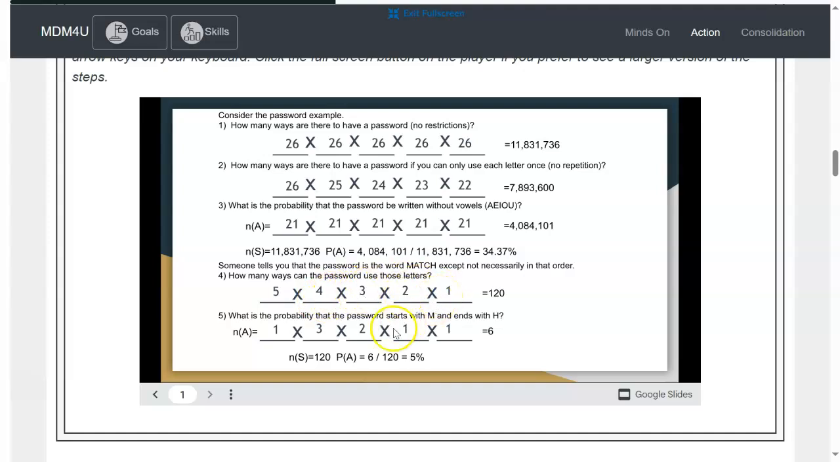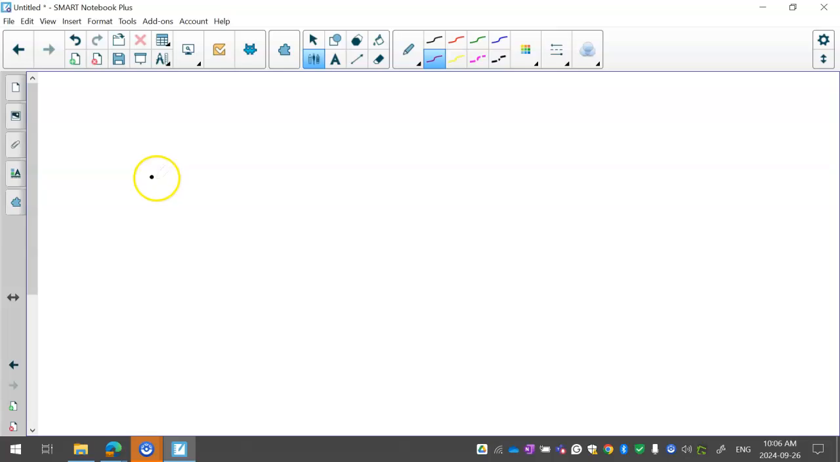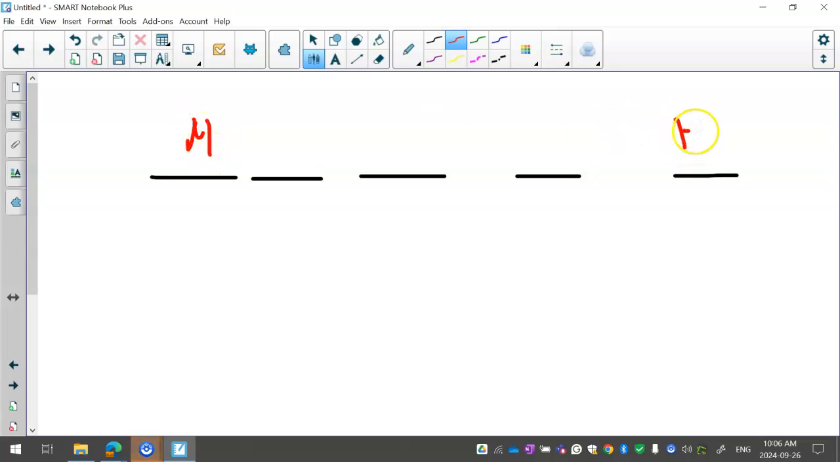What's the probability that the password starts with M and ends with H? Again, you look at success over total. The total number of ways to order the letters is 120. Success is a word that starts with M and ends with H. We could probably actually count them all. I have my slots, and I start with M and end with H, and then A, T, and C go in some order.